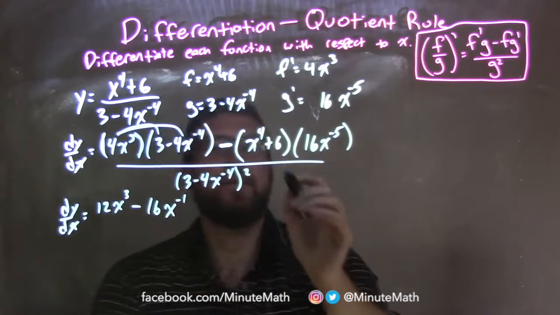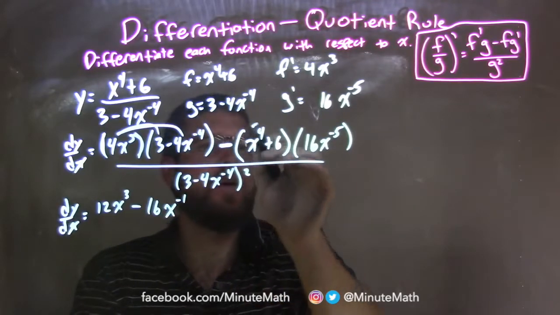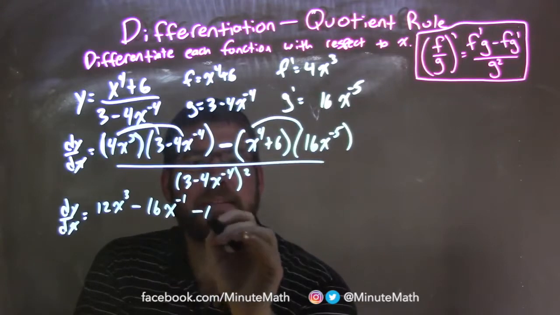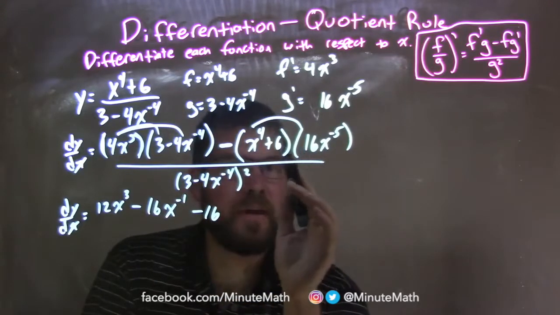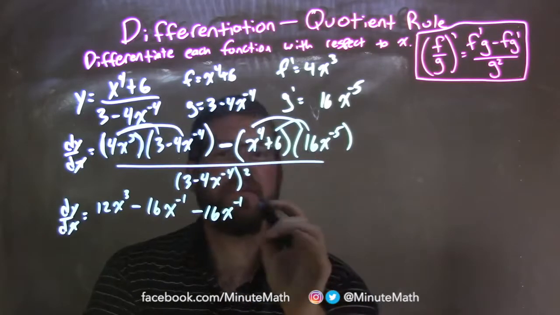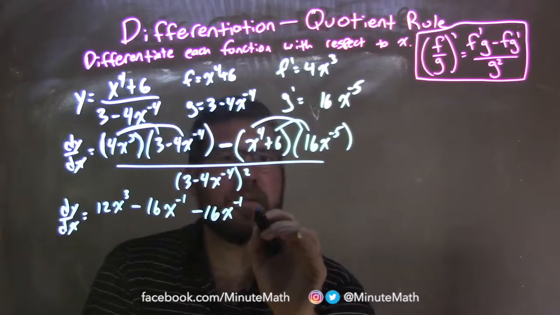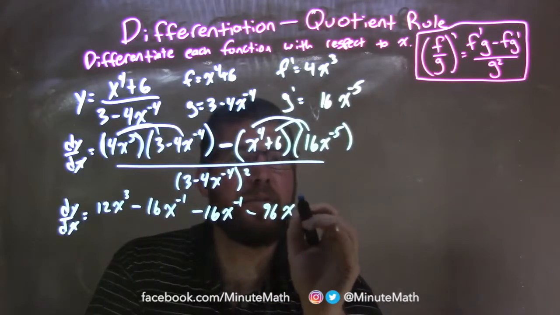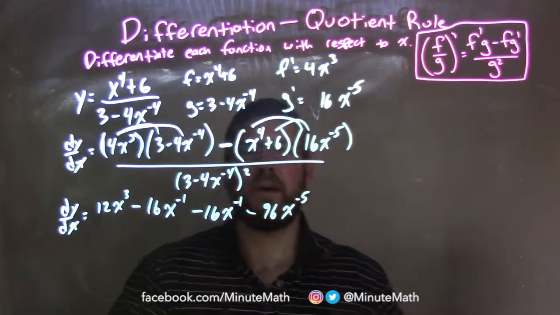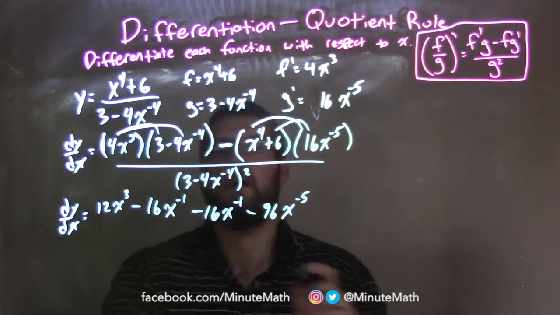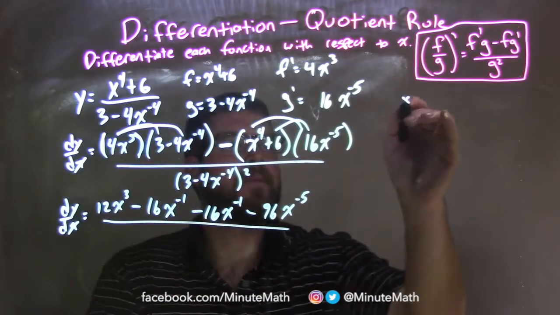Now we deal with this one here. Make sure we distribute the minus sign. So x to the 4th times 16x to the negative 5th. That's going to be a minus 16, and we add the exponents together. 4 plus negative 5 is negative 1, so we have x to the negative 1 there, and distribute the 6 times 16, which I believe is 96. We have negative 96 here, x to the negative 5th power. Okay, let me double check that really quickly just to make sure I don't make any mistakes. 6 times 16 is 96, yes. All of that is over the denominator, which I'll simplify over here.